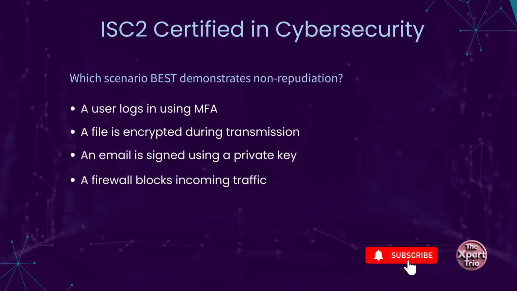Which scenario demonstrates non-repudiation? Options are: a user logs in using multi-factor authentication, a file is encrypted before transmission, an email is digitally signed using a private key, a firewall blocks unauthorized traffic. When we check the given options, multi-factor authentication verifies identity, encryption protects confidentiality, and firewalls block unauthorized access. Digitally signing an email using a private key provides proof of origin and integrity, ensuring the sender cannot deny sending the message. This demonstrates non-repudiation. Correct answer, an email is digitally signed using a private key.